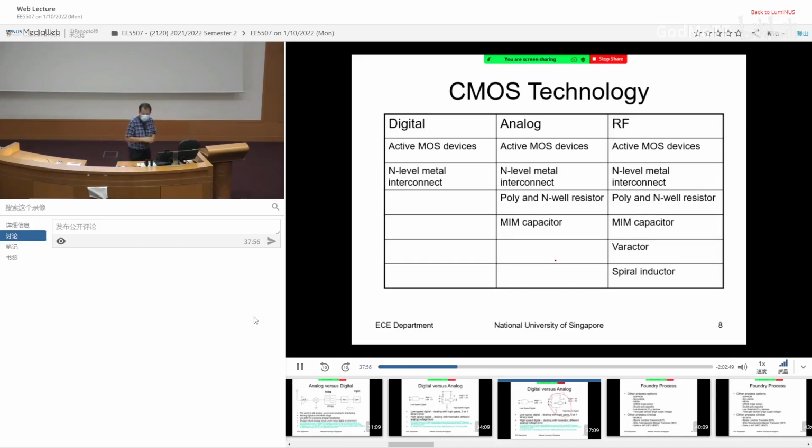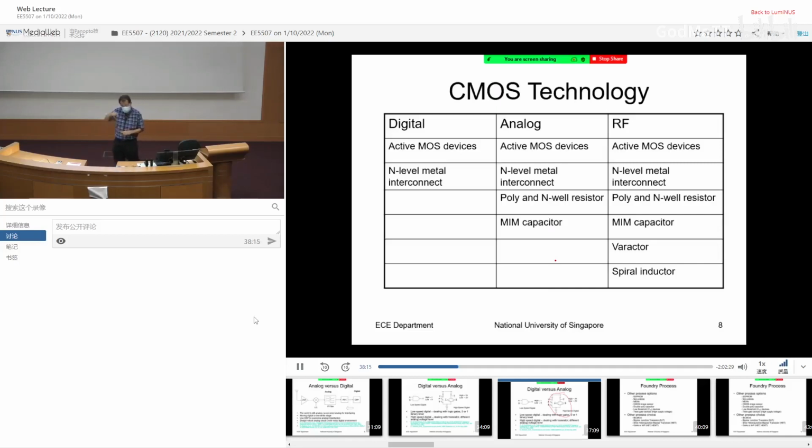Now, analog requires a little bit more. Besides the transistor and the metal connection, it requires resistors. There are different kinds: N-well resistor, poly resistor. They also require capacitors. Here I show MIM cap. Later you can see there is also MOM cap.